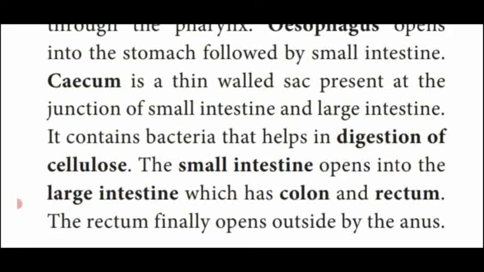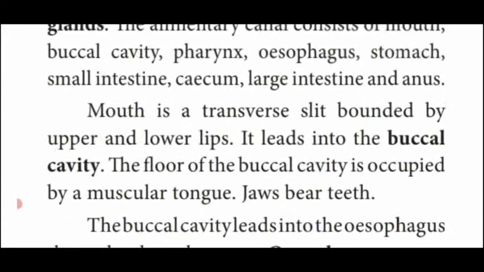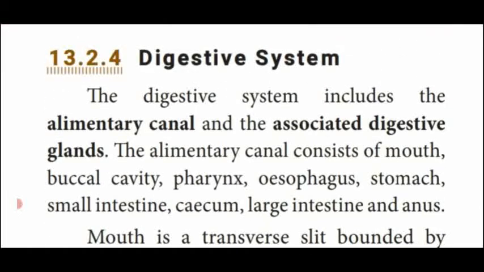Small intestine opens into the large intestine, followed by the colon and rectum. The rectum finally opens outside by the anus. So this is said to be the digestive system of rabbit.